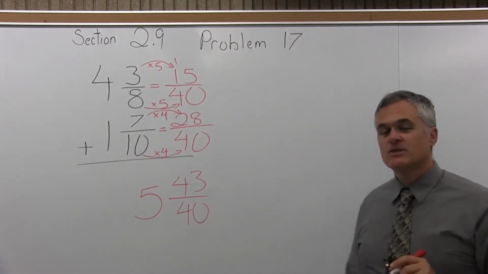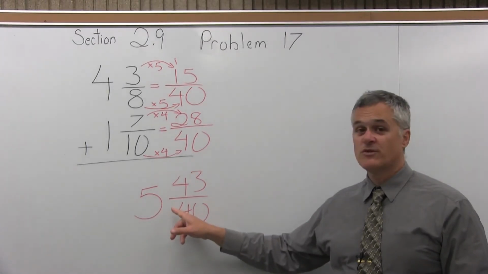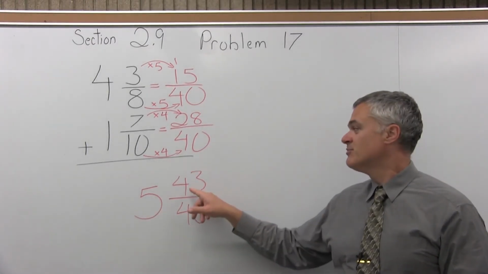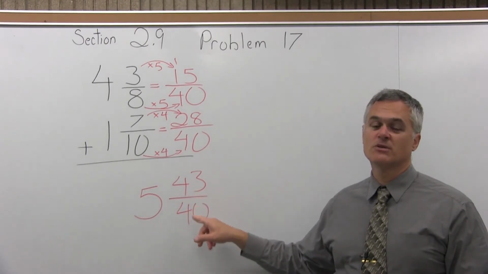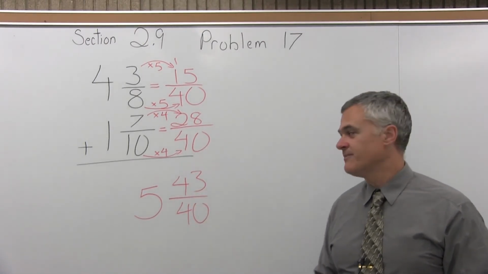Now that is the answer, but it's really not in a good form. What we have here is a mixed number, so it's a number with a fraction. And the fraction part is an improper fraction. The numerator is bigger than the denominator. You don't want to do both things. You want to do one or the other.